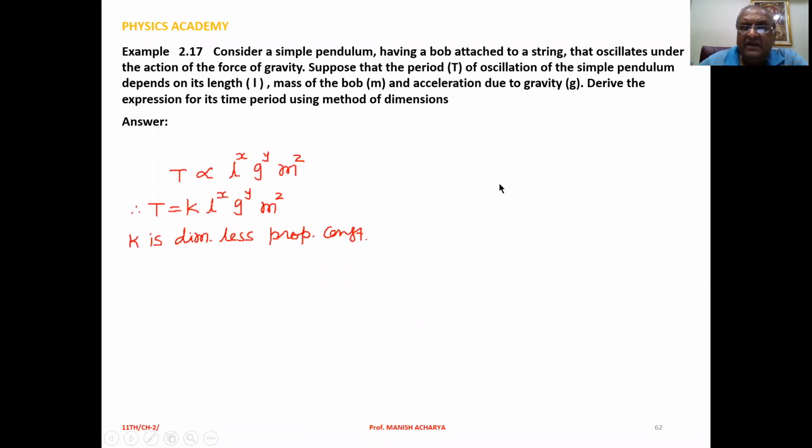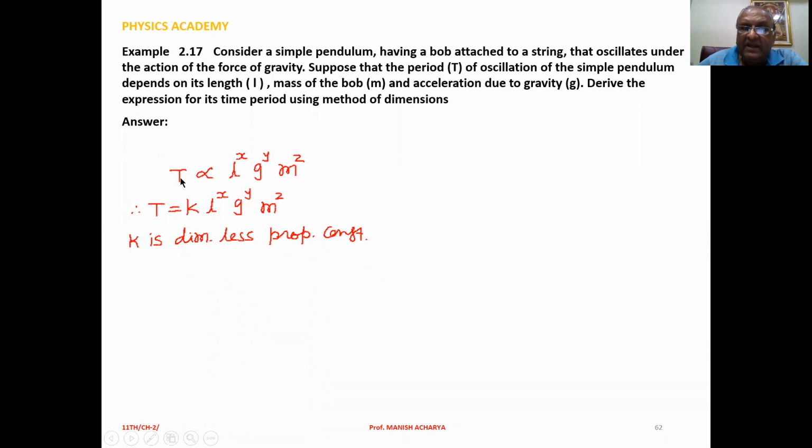See, here it is given to you that the period of the oscillation of a simple pendulum depends on length of the pendulum, gravitational acceleration, and mass of the bob. But in which manner it depends, that we have to find. If we knew how it depends, then we could directly form the equation. But that we have to find. So here we have to suppose like this.